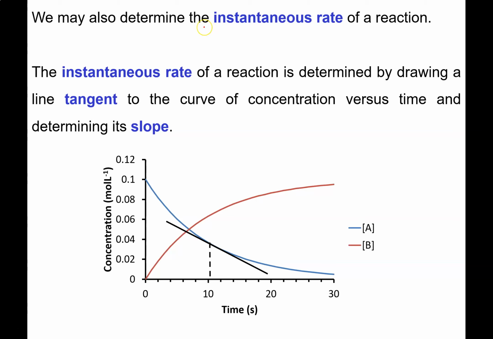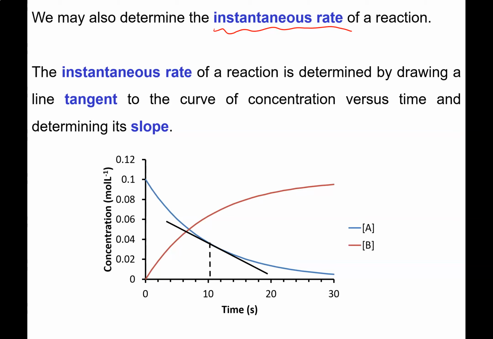Now, this gets kind of fun. You can also determine the rate at a particular instant in time. This is called the instantaneous rate of a reaction. And this is a little tricky to do. You have to do it what we call graphically. You've done similar things in Chemistry 162.